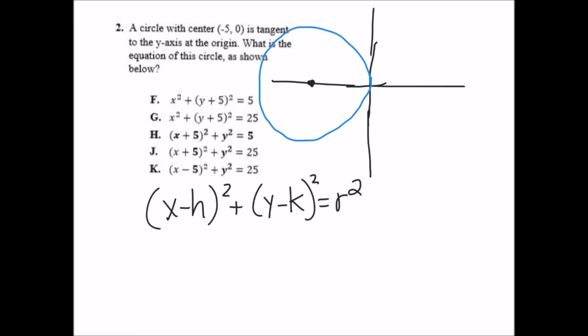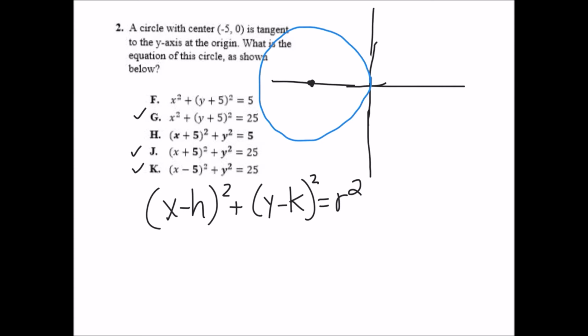In this case, we know that the radius is 5. You know that because the circle is tangent at the y-axis, so this outside starts at 0, and this midpoint, the center of the circle, is at -5. So we already know that the answer is going to be one of these that has 25 in it. So we already know it's going to be G, J, or K.